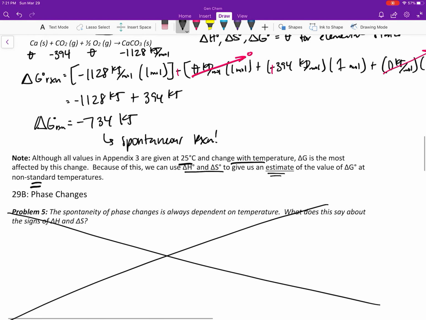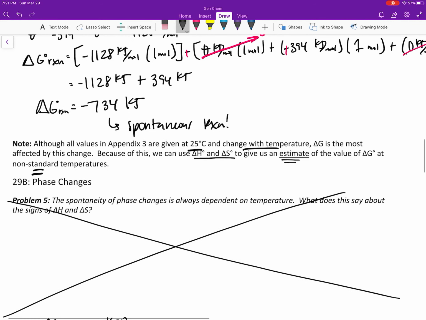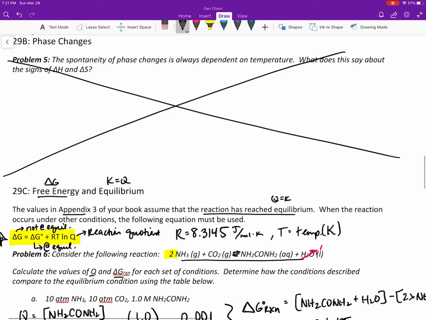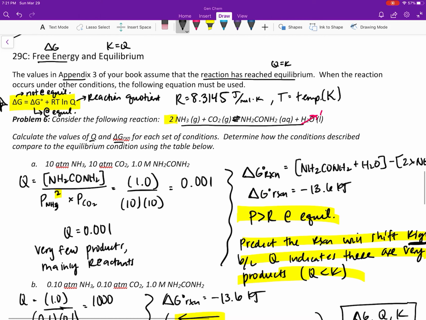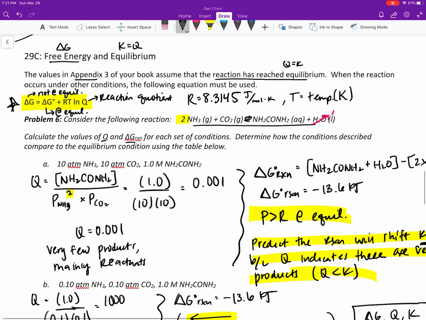No, you don't need to memorize them, and they work the exact same way the entropy values did. We skipped phase changes, and then we ended up with relating free energy and equilibrium. So we already know that when Q is equal to K, this is at equilibrium. Products and reactants may be forming, but they're happening at equal rates so that there's no net change.